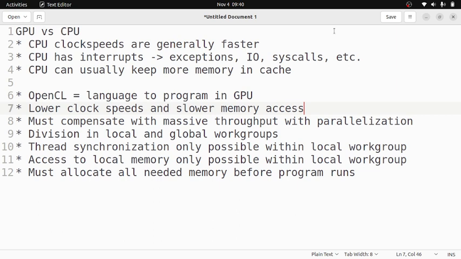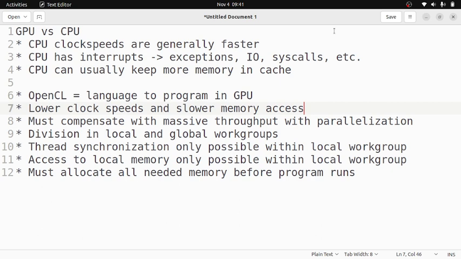And also, the CPU can really keep more memory in cache. When you access RAM from the CPU, the amount of RAM that you can fit into the cache is greater than in the GPU. So it is not really that straightforward when a GPU will be faster than a CPU. That's what I mean to say by that.